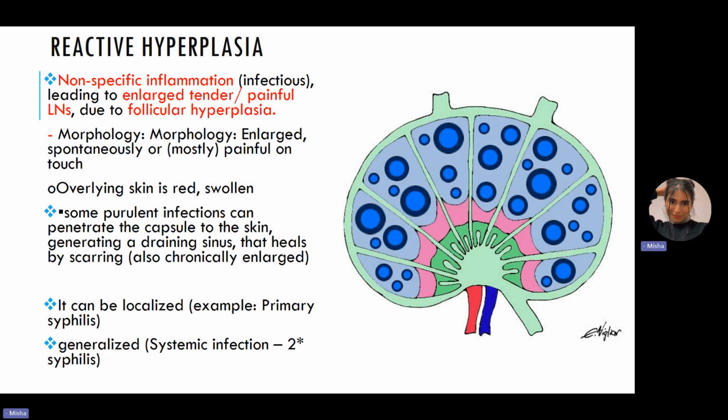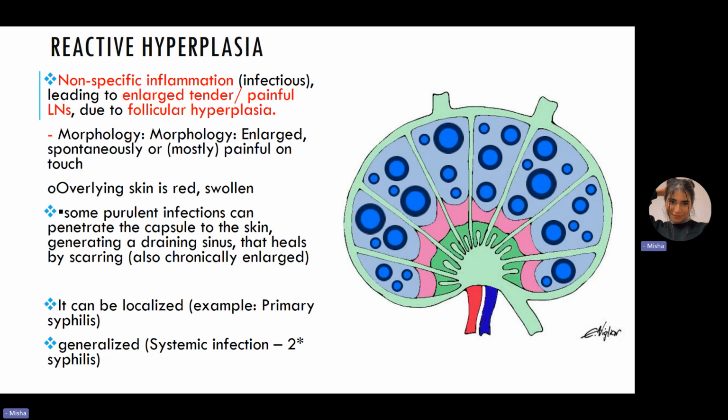I will show you the classification later. So we can have paracortical hyperplasia and follicular hyperplasia, right? Based on those, we can have the classification. But in reactive hyperplasia, mostly it is due to follicular hyperplasia. When we talk about morphology, follicular hyperplasia is basically the proliferation of the germinal centers within the lymph nodes.